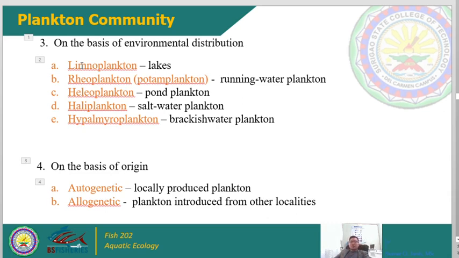But there are other classifications of planktons with regards to environmental distribution. You could also classify them on the basis of origin, kung asa sila gikan. There are planktons that are locally produced in that particular aquatic environment, permanent sa lake, diha ra gikan sa lake. So we call them autogenic planktons. However, if they come from other localities, not endemic there, planktons introduced from other localities, we call them allogenic or allogenetic planktons. From the word allo meaning others. Auto meaning self, naa diha sa iyang kaugalingon nga area. Okay? So those are the two classifications of planktons based on origin.